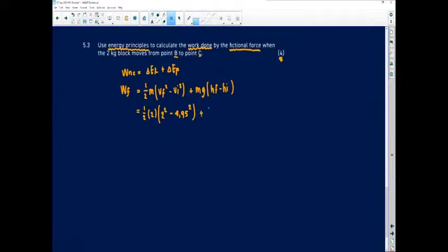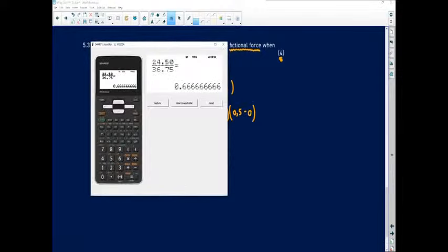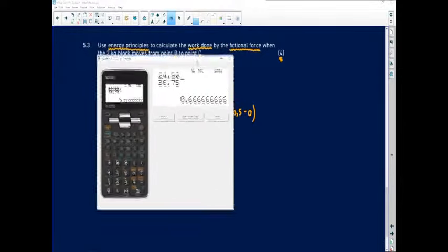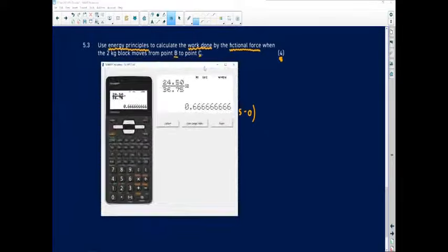There we are, plus the mass of the block is 2. Gravitational acceleration is 9.8, and then we know that the height changed. The final height at point C was 0.5, but initially it was on the ground, or on the surface, which was then 0. So I'm just going to plug in everything as it is. You can do it step by step. I'm going to attempt to fit it all in.